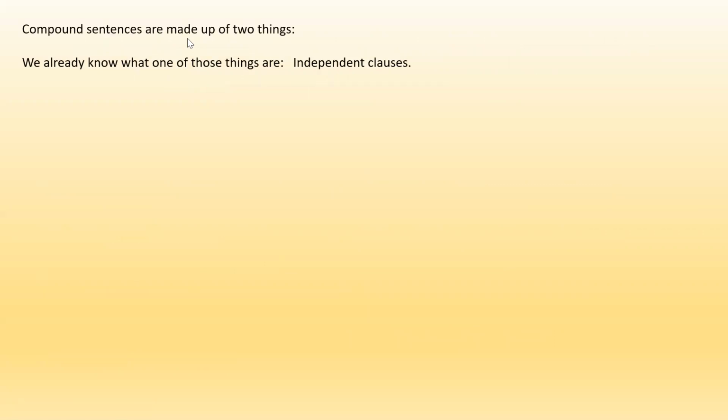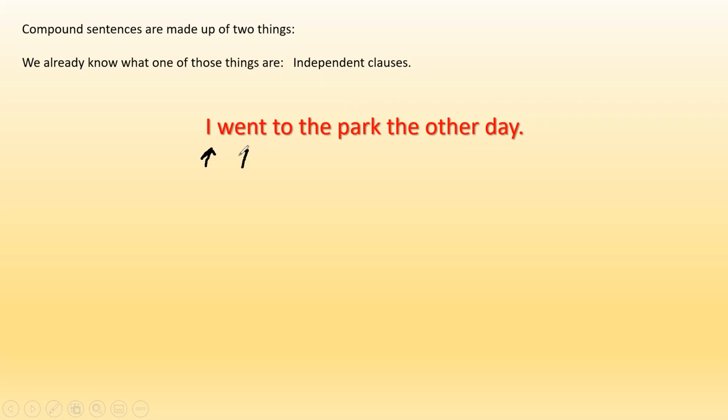Compound sentences are made up of 2 things. Now we already know what one of those things are. Independent clauses. I went to the park the other day. So this is an independent clause because, as we know, an independent clause must have a subject, I, and it must have a verb, went. And it must make sense all by itself. So we know it's an independent clause, but we don't call it one because it's all by itself. It's not part of anything else. So it's just called a simple sentence.